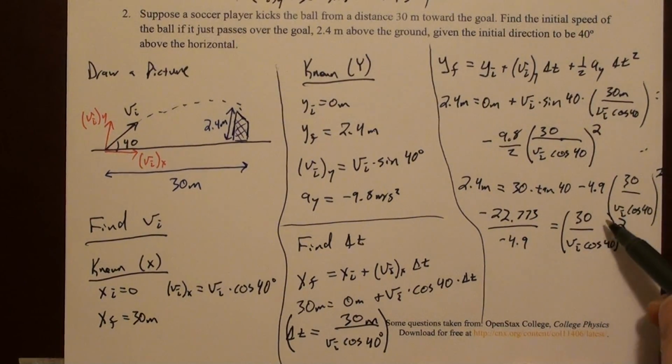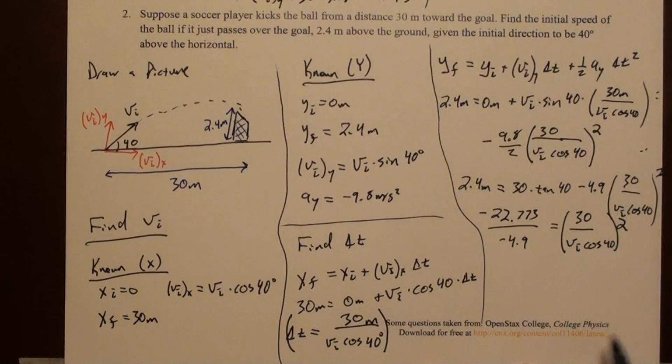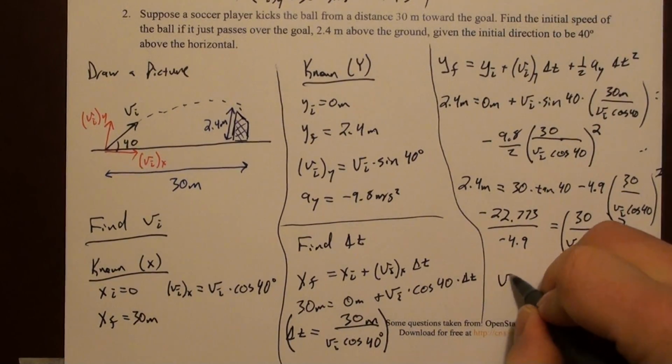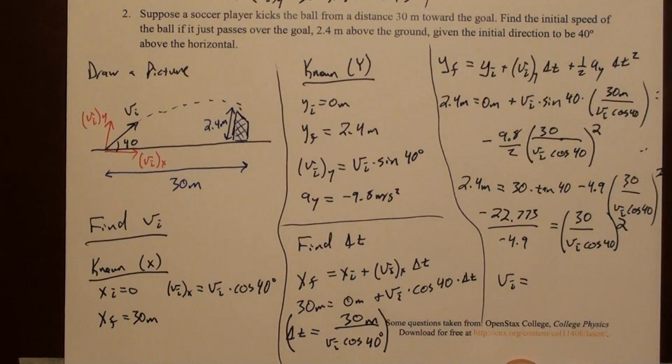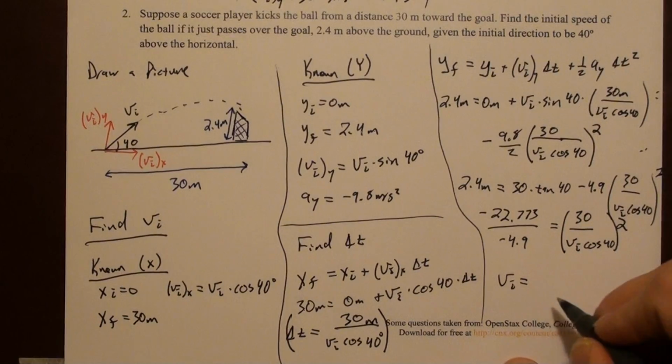Okay, and now I can square the right-hand fraction. I could cross multiply and solve for v initial. I'm not going to do that because I'm running out of space here, and at this point it's just algebra. So the v initial here turns out to be, I think, 18.2 meters per second.